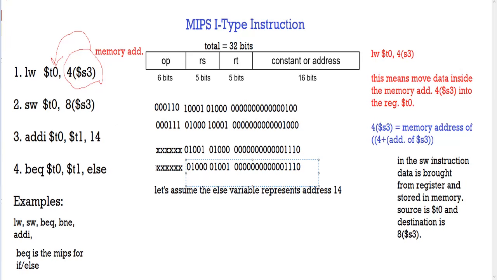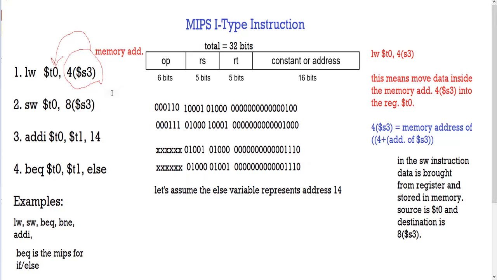This one is for our branch if equal to instruction. You can do the same for all of the others. You can do it for branch if not equal to, and for all the other I type instructions in the same way. I hope this helps.